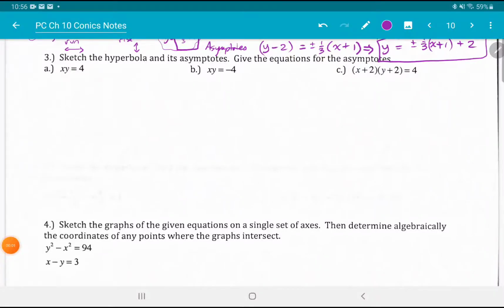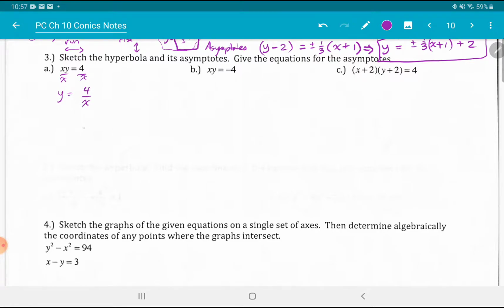Sketch the hyperbola and its asymptotes. Give the equations for the asymptotes. These are a little bit different hyperbolas. Now, it's not in the typical form we see, but you have seen this equation if you just divide both sides by x. You get y is equal to 4 over x.